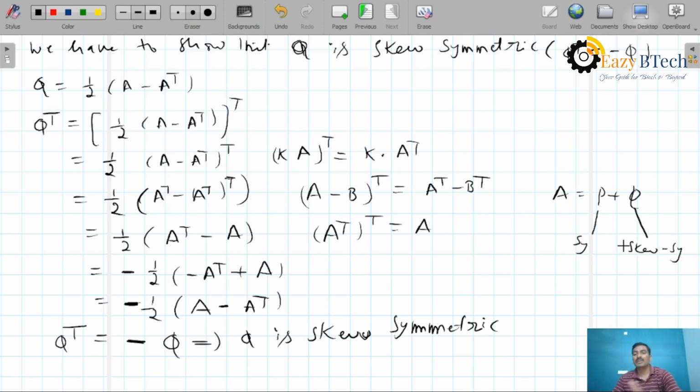So here we proved two things. One is A can be written as P plus Q, where P is symmetric and Q is skew symmetric. This is over. But in the theorem, what they asked is that this expression is unique. This expression is unique means if you take one more expression, then both expressions should be equal. So see that one.